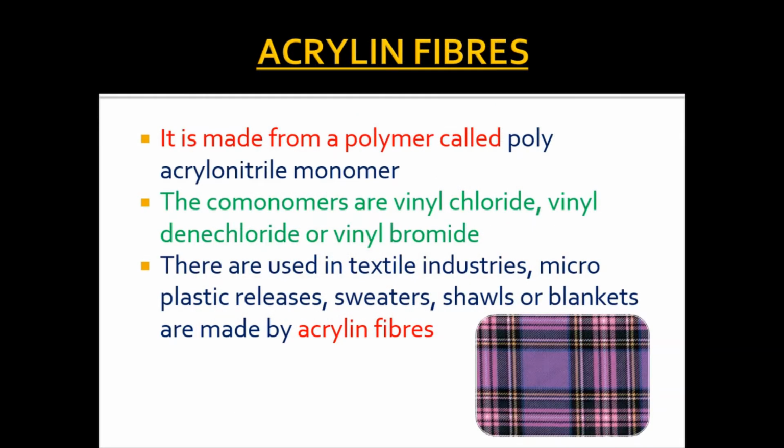So now let us see what are acrylic fibers. It is made from a polymer called polyacrylonitrile. The common monomers are vinyl chloride, vinylidene chloride or vinyl bromide. They are used in textile industries. Sweaters, shawls or blankets are made by the acrylic fibers.